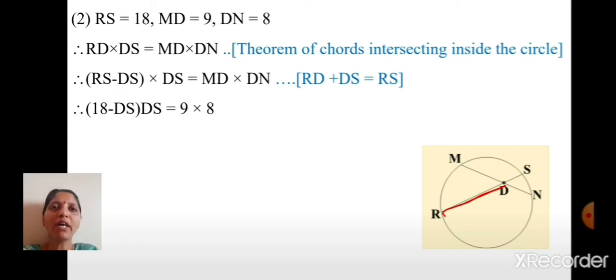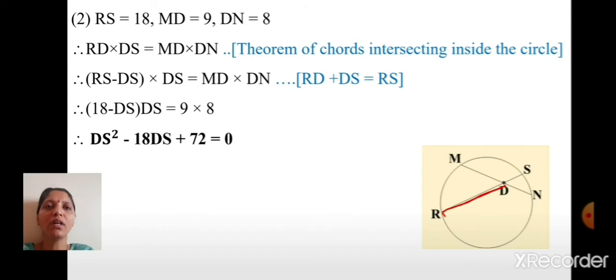Why did we do this? Because we don't know the value of RD, but we know the value of RS, so we have converted this RD in the form of RS minus DS. Therefore, I have multiplied this bracket by DS, so 18 DS minus DS square. Okay, so you will get DS square minus 18 DS plus 8 9s are 72. I have shifted that to the other side. You will get DS square minus 18 DS plus 72 is equal to 0. Okay, this equation you will get.